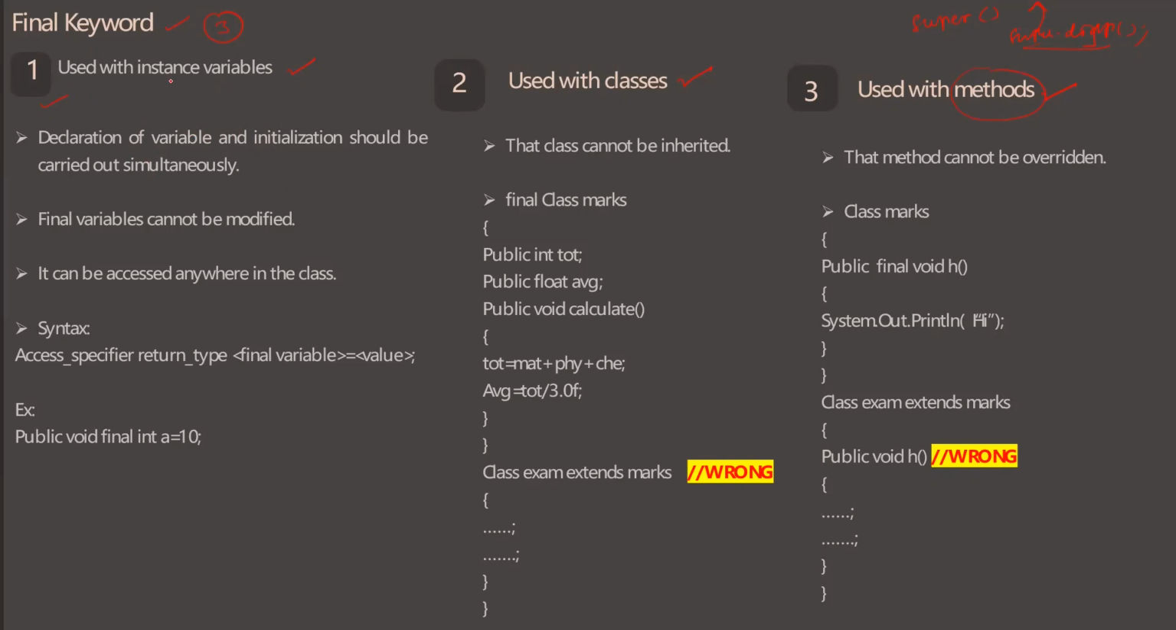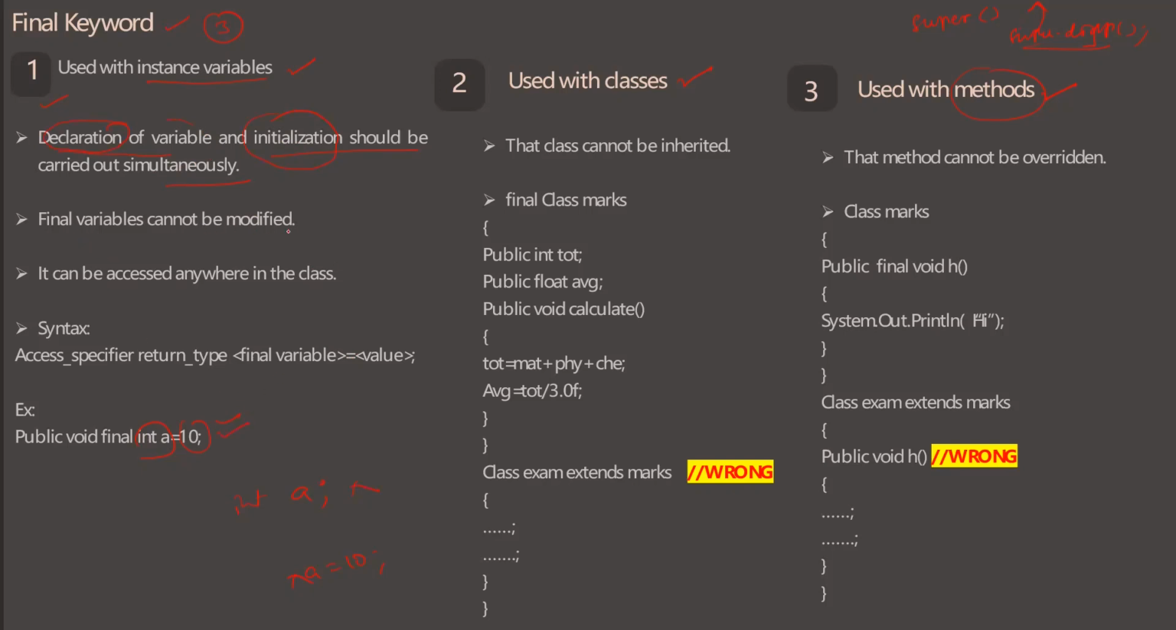So when you are using this final keyword with instance variables, declaration of the variable and initialization of the variable should be carried out simultaneously. So in this way, you're going to declare and initialize the value at the same time. In some cases, you're going to create only int a, and somewhere later in the program, you're going to assign a equals 10. This is not valid in terms of the final keyword. Whenever you're using an instance variable with the final keyword, the initialization as well as declaration of that variable should be carried out on the same line.